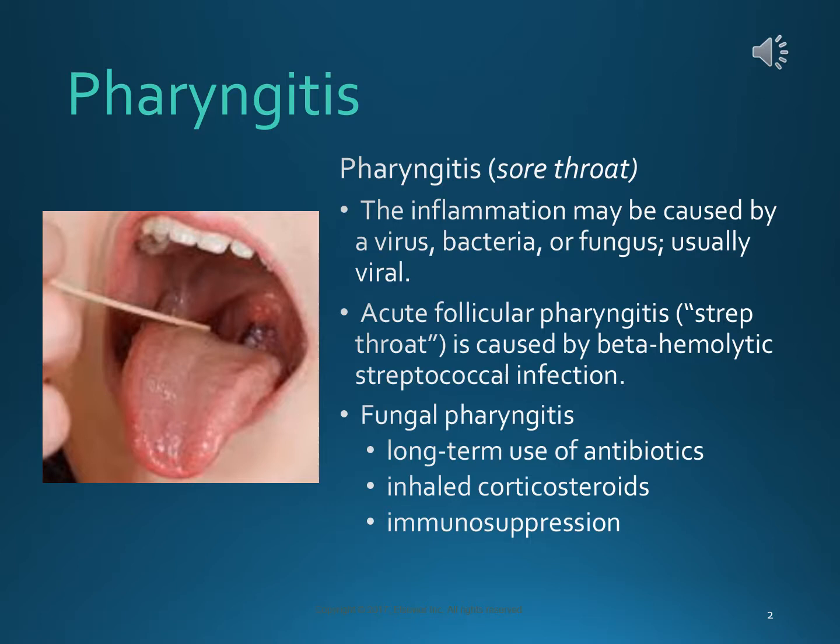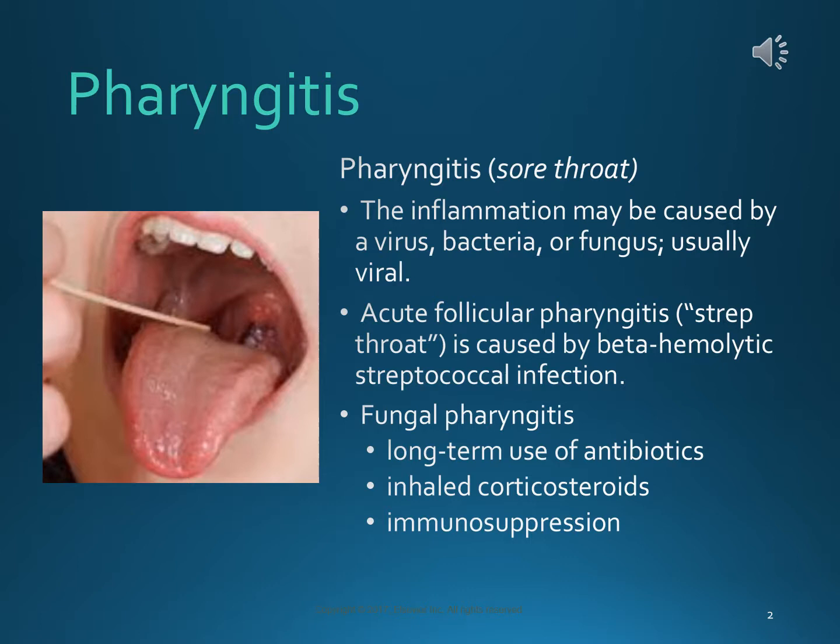So if people come in with a sore throat, say to the primary care office or urgent care, they will do a rapid strep screen because you always want to make sure it's strep and get it treated. Strep throat is also known as acute follicular pharyngitis, and it's caused by the strain of bacteria that is beta hemolytic strep.